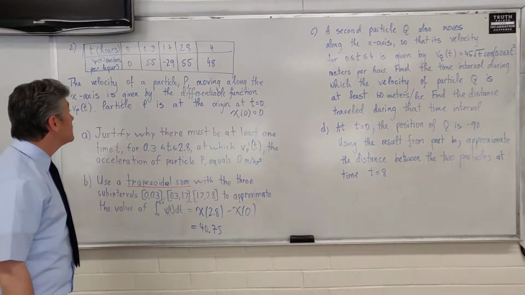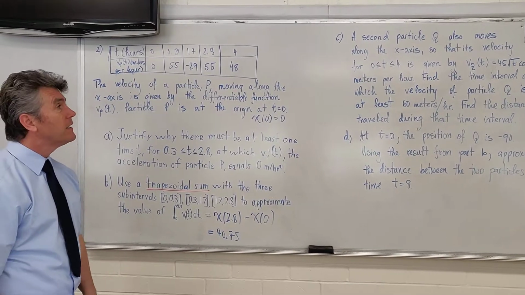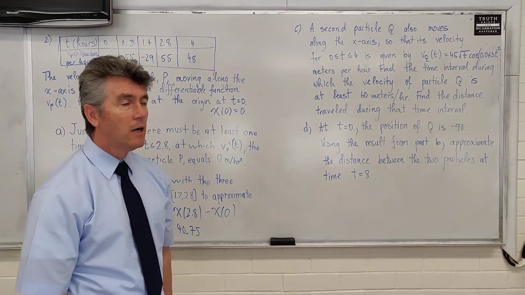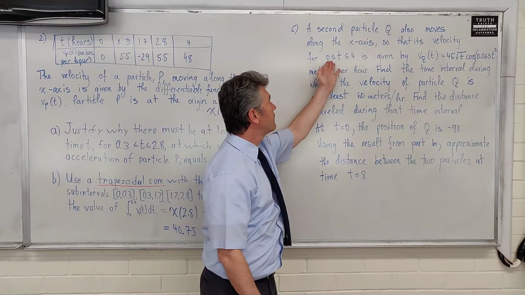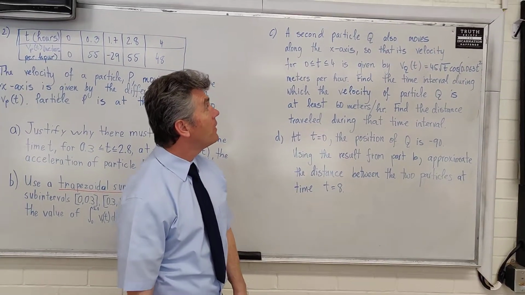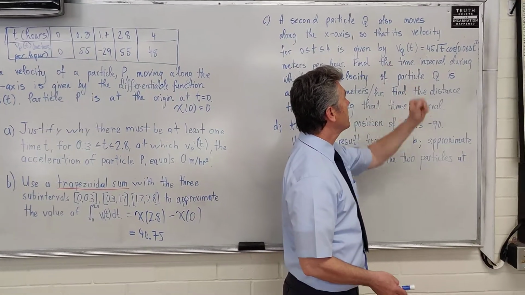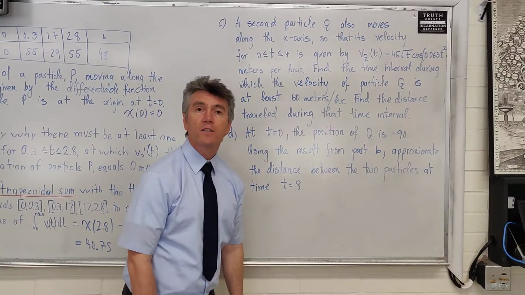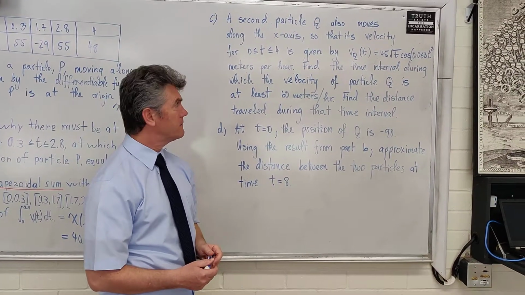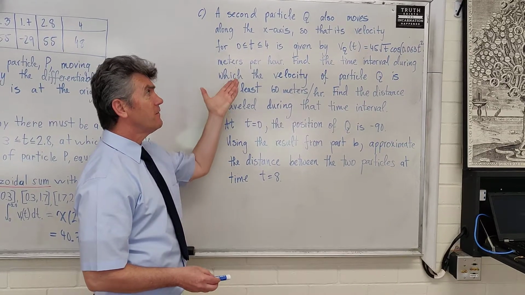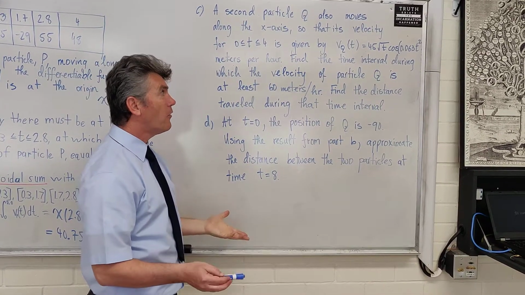We're continuing with question number 2. In part C, they introduce a new particle, Q. The time interval is still the same, from 0 to 4. But instead of being given a table of values, this time we're told exactly how the velocity of particle Q is defined. And so the velocity of Q is also measured in meters per hour.